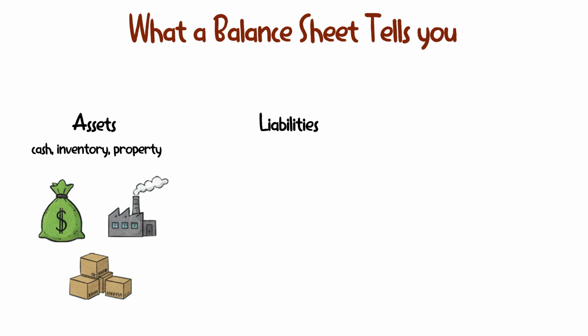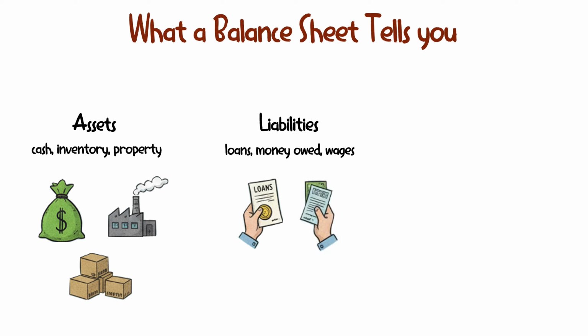Next is liabilities, the opposite of assets. Liabilities are everything the company owes to outside parties, like your personal debts, mortgage or credit card bill. A business's liabilities include bank loans, money owed to suppliers, and unpaid wages. These are all future obligations that must be settled.